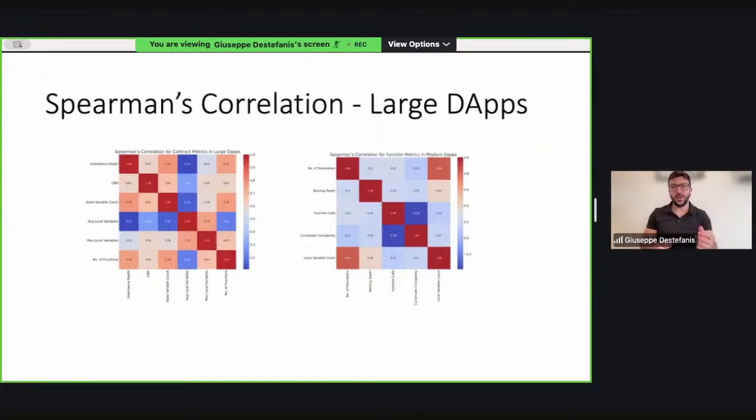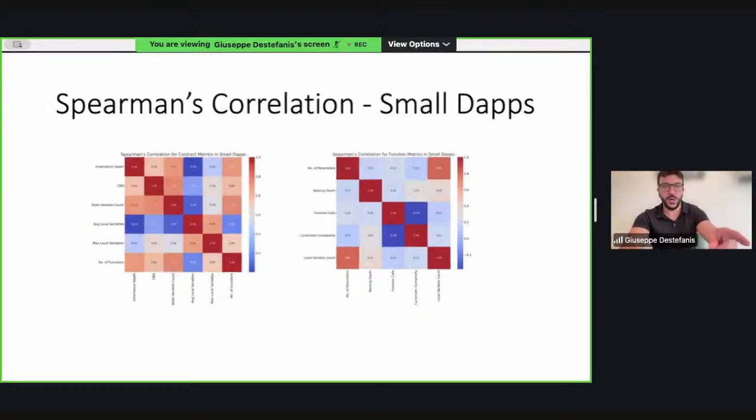However, what I wanted to show here is that we need to be careful when using metrics. This is very related to the question we had earlier about, can we really compare two systems? Because I need to be careful when using metrics, also with respect to the dimension of the system that I'm analyzing. If I compare a small dApp with a large one, they are the same metrics, but the correlation among metrics in large dApps is slightly different from the correlation that I have in small dApps.